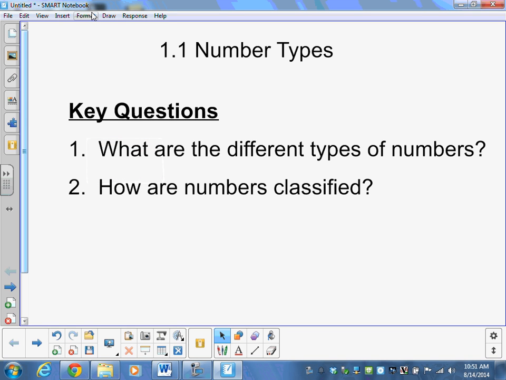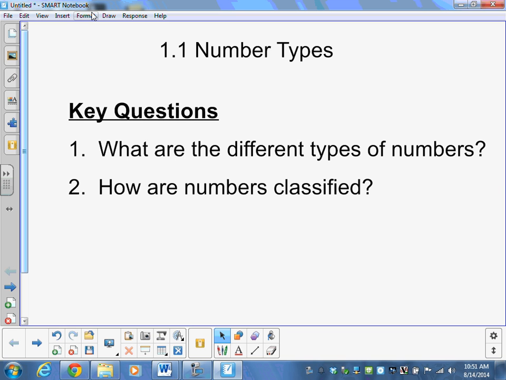In this lesson, we're going to look at all the different types of numbers. We have two key questions that we will be able to answer by the end of the lesson. Number one, what are the different types of numbers? And two, how are numbers classified?